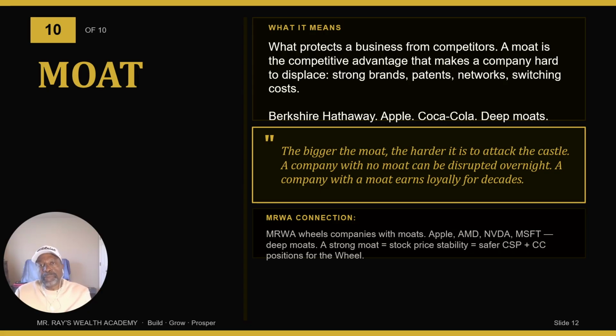This is one of the most important criteria in selecting for your wheel strategy. Before selling a cash secured put, ask, does the company have a moat? Apple, yes. AMD, yes. Nvidia, yes. These companies have pricing power, customer loyalty, and competitive advantages that protect their stock prices over time. A strong moat equals a stock that I'm comfortable owning if it's assigned to me. And in the wheel, being comfortable owning a stock, that's the whole point, baby.